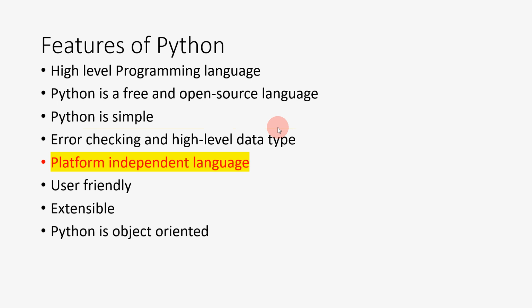Fifth, Python is a platform independent language. It means you can write your Python program on any operating system and you can run it on any machine which has Python. Python runs on any operating system like Windows, Unix, DOS, etc. It means if you write a Python program on one platform, you can run it on another platform.